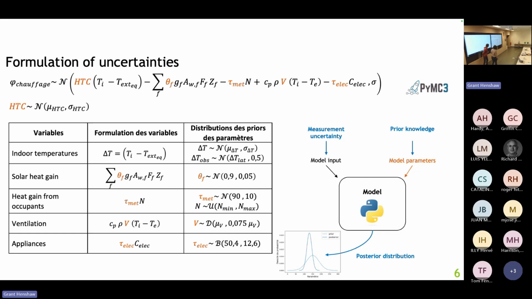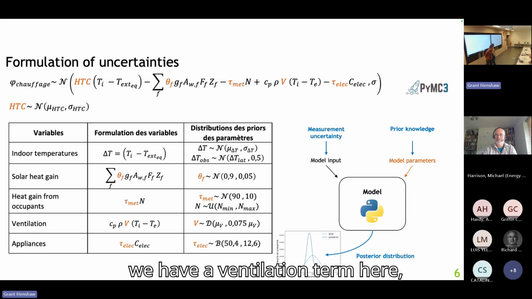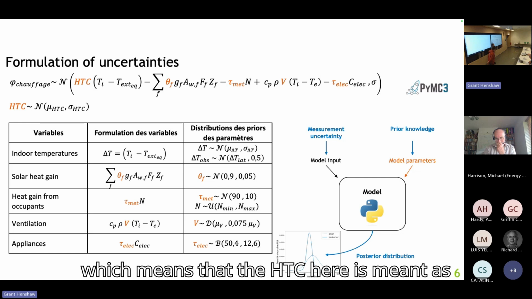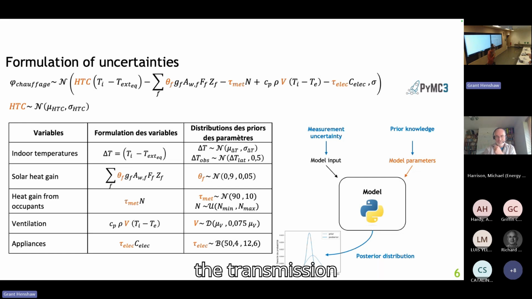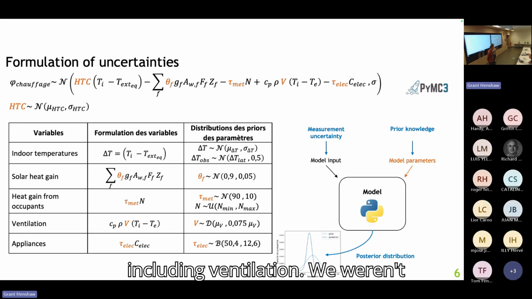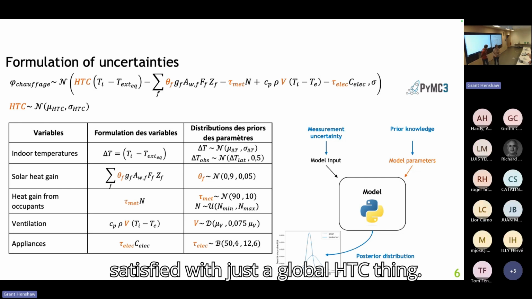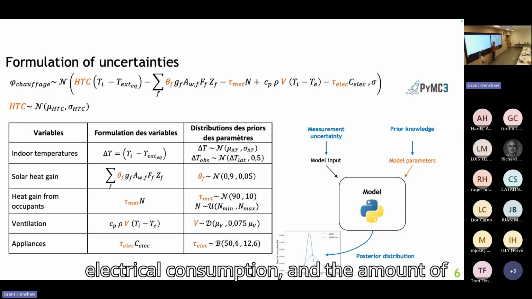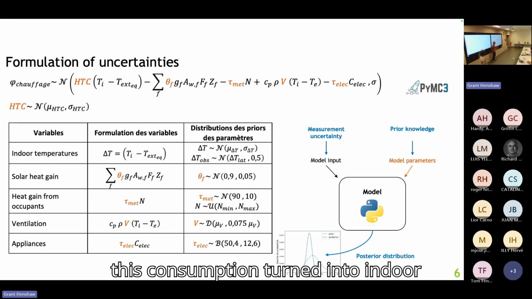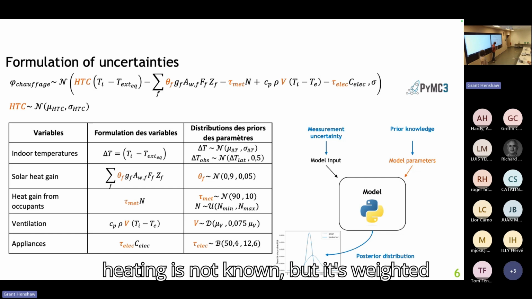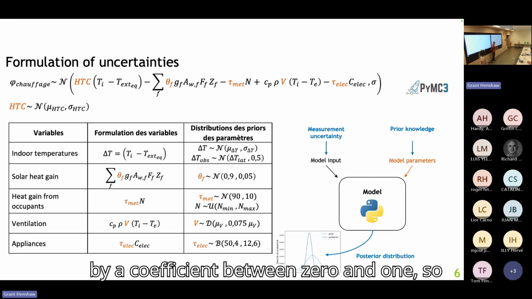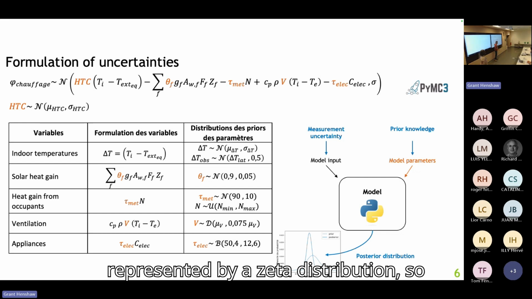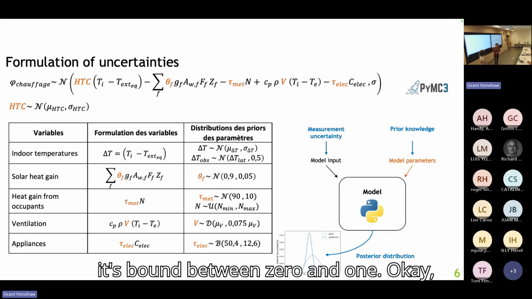Let's just highlight the fact that we have a ventilation term here, which means that the HTC here is meant as a transmission coefficient plus infiltration, not including ventilation, so we're satisfied with just a global HTC. And for appliances, assume that we measure the electrical consumption, and the amount of this consumption turned into indoor heating is not known, but it's weighted by a coefficient between 0 and 1, so represented by a beta distribution. So it's bound between 0 and 1.